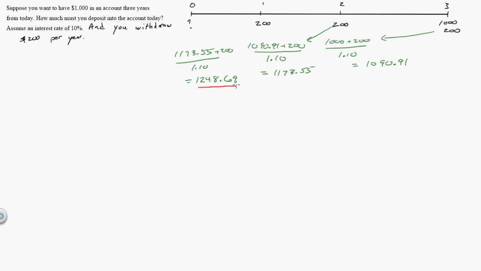Take the 1248.69, let it grow at 10% for 1 year. I can take out $200 and I'll have 1173 left over. Let that grow at 10% for a year, take out $200, I'll have the 1,090 left over. Let that grow at 10% for 1 year, and I'll have the $1,200 that I need to take out. So let's write the program to do that.